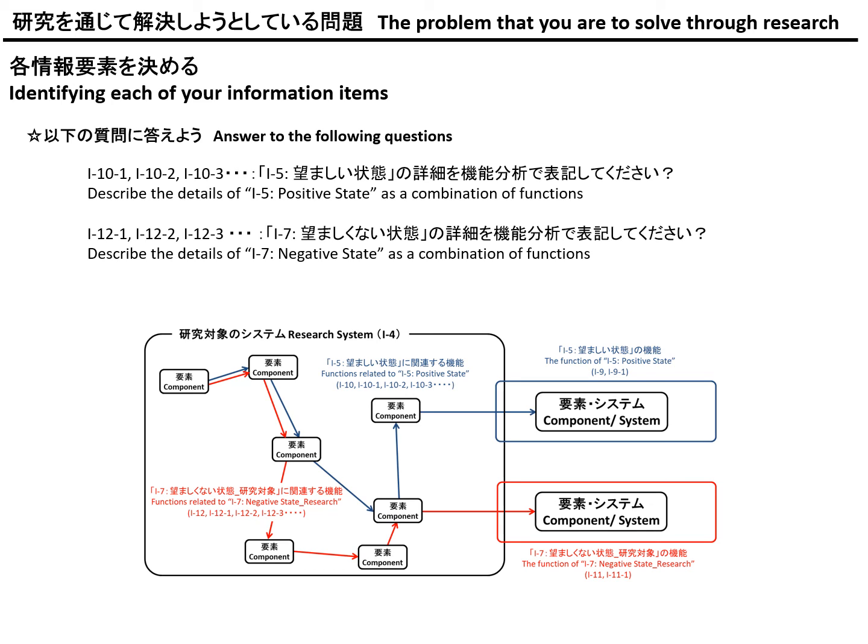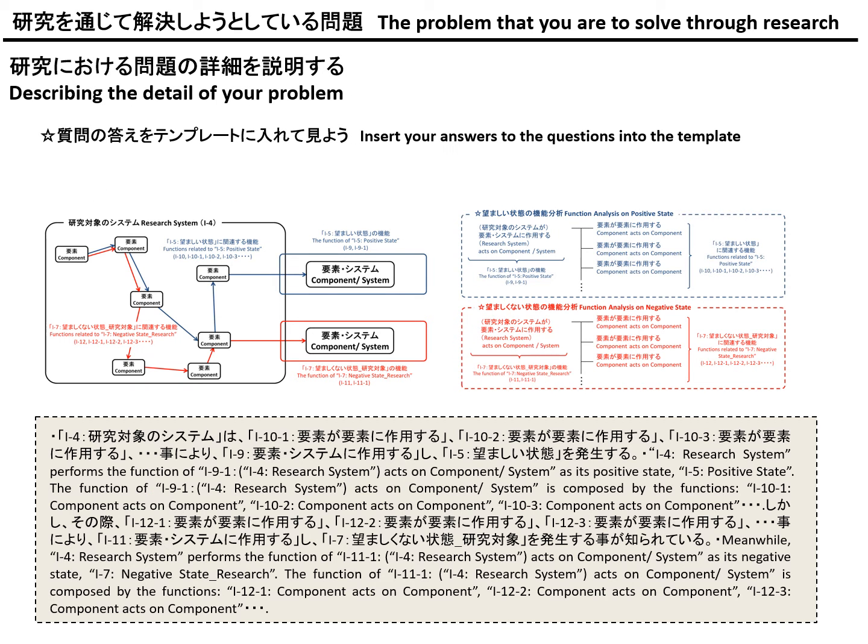So what I'm saying here is described in the illustration on this slide. Probably you can understand what you should do with respect to this figure. So what you need to do after answering these questions, defining your information items for the details of your problem, is just insert the information items into the template. So with these templates, probably you can define the detail of the problem. I mean, what's going on in your research system when the problem is generated.